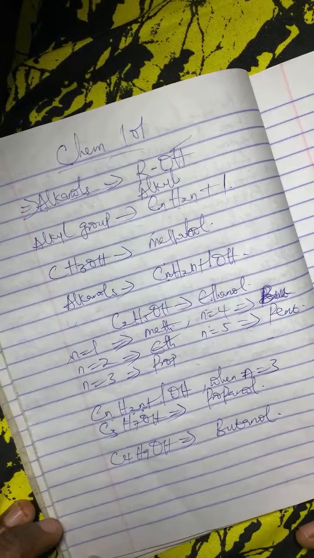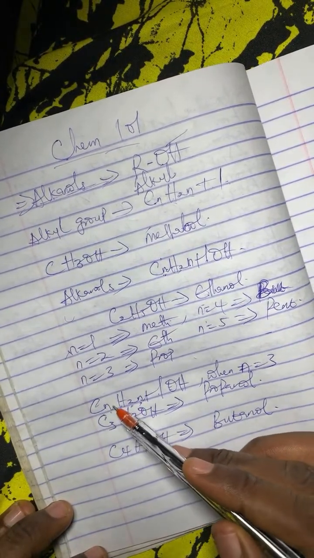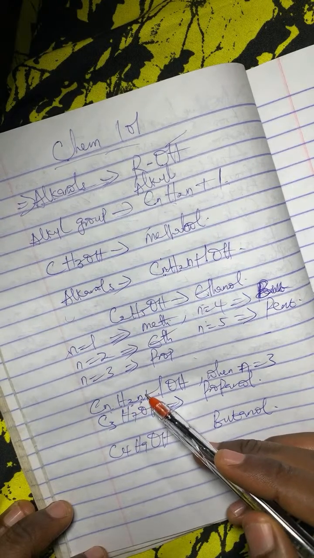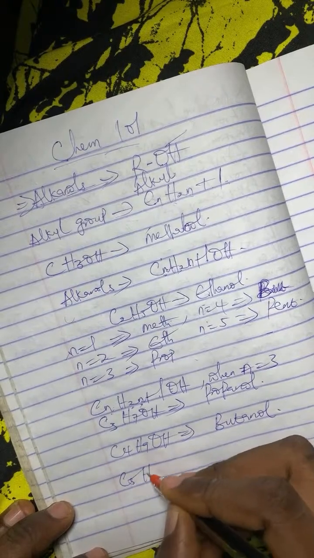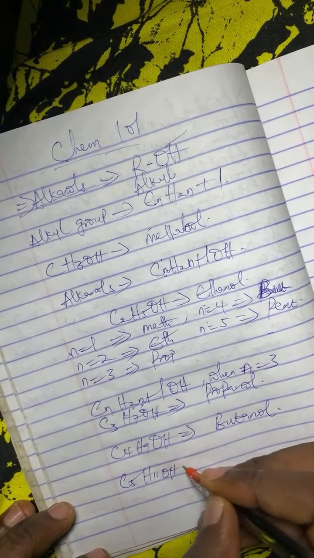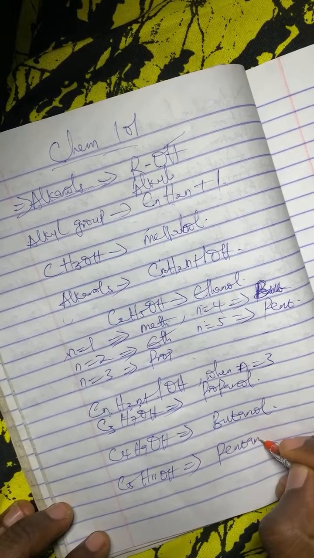Now, if I want to do it for my pentanol, I will say anywhere I see n, I'll put 5. C times 5, C5. H: 2 times 5, 10, plus this one, 11. So I'm going to say C5H11OH. That is pentanol. So I want to stop here.